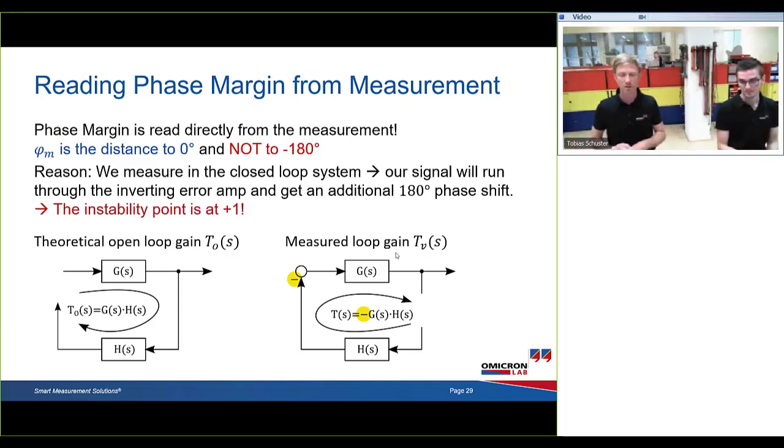Maybe another explanation: if you assume that at that point the injection voltage here is changing, and then the voltage runs through the system and comes back to the output with 0 degree phase shift, but amplified, then it will go in bigger, and it will go around the loop getting bigger and bigger all the time. So that's why positive feedback in that case, when we measure the loop, appears at 0 degrees and not at minus 180 degrees.